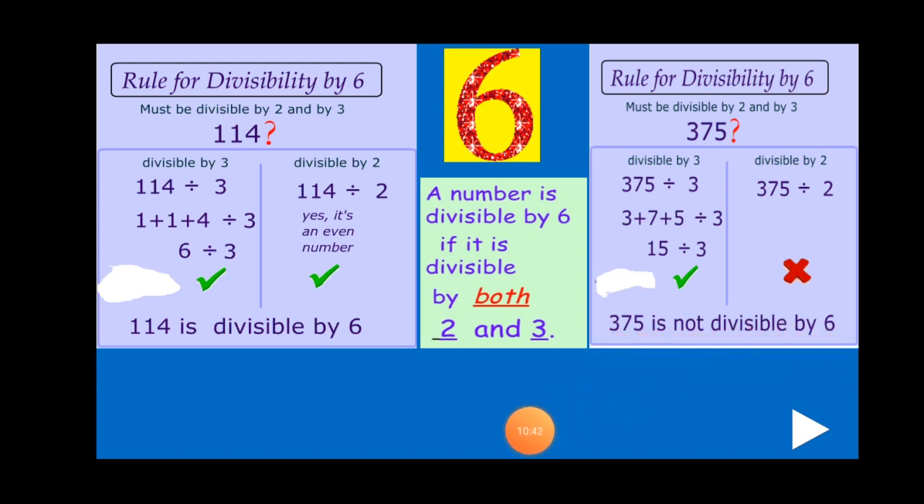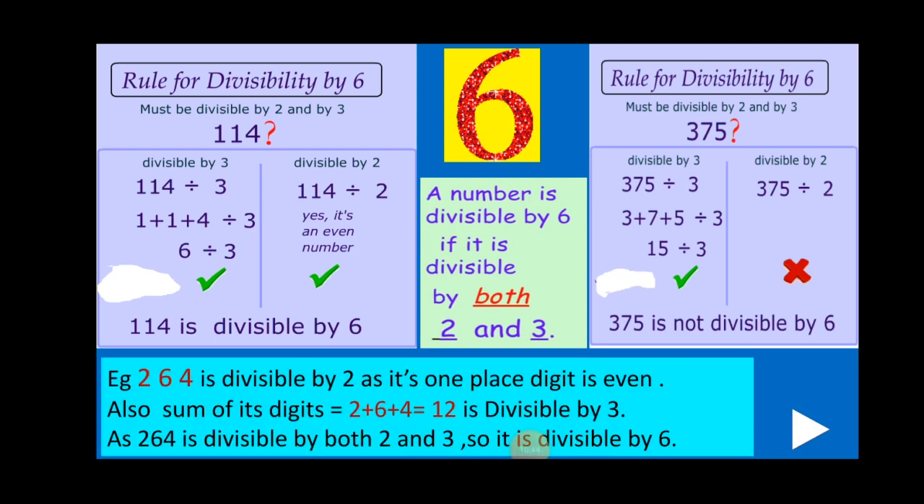Children, what did we learn regarding the divisibility test by 6? That the given number should be divisible by 2, by checking its ones place digit. If it is even, then only it is divisible by 2. Then we also check its divisibility by 3 by taking the sum of all its digits. At the last, we see that if it is divisible by both 2 as well as by 3, then it is said to be divisible by 6.